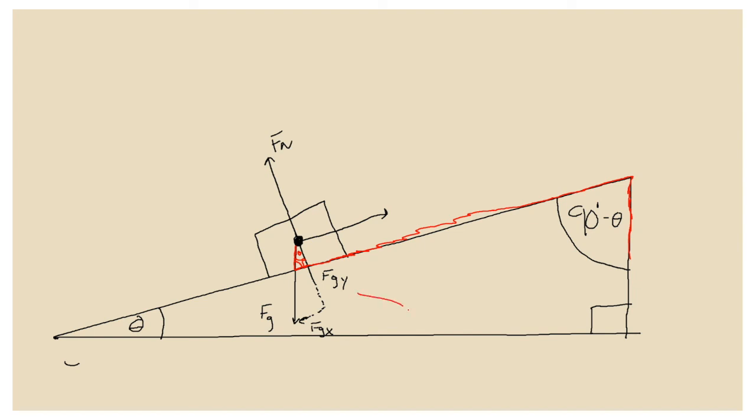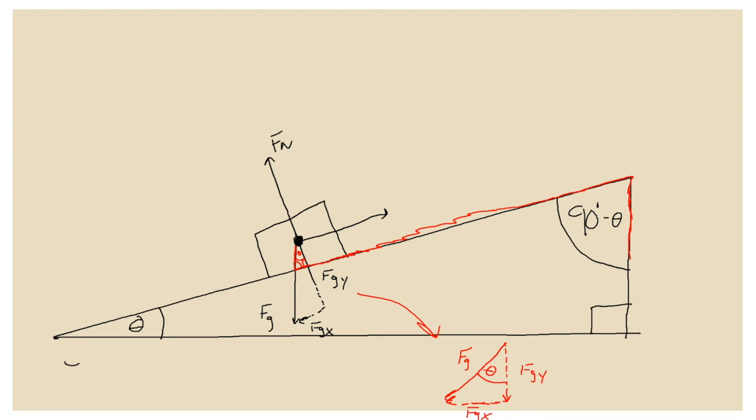So inside of our vector triangle here, where FGY comes straight down, FGX comes over like this, and notice I'm just rotating it to make it easy to see from this angle, FGX comes like this, and FG comes straight down. That's our angle.